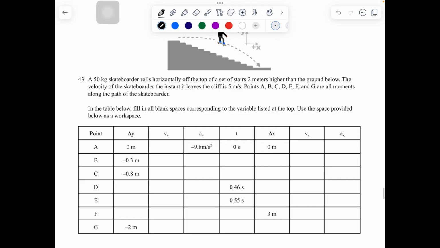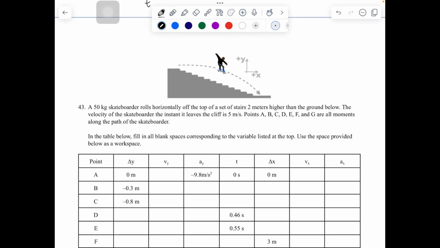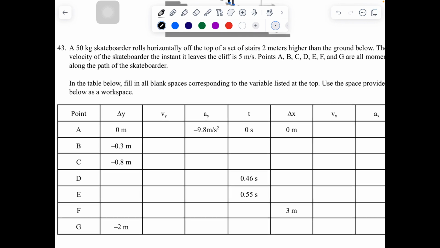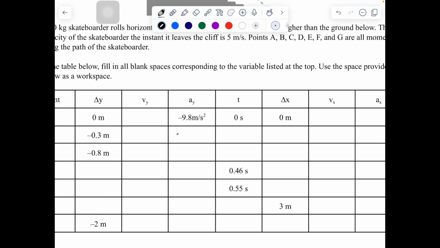A 50-kilogram skateboarder rolls horizontally off the top of a set of stairs 2 meters higher than the ground below. Velocity of the skateboarder the instant it leaves the cliff is 5 meters a second. We have lots of points. They're all moments. In the table below, fill in all blank spaces. Okay. Well, acceleration is never changing. We're just going to write our units once at the top of each of these.